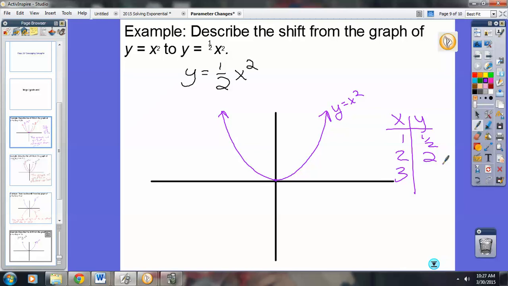So when you plot these points, over 1 and up a half, over 2, up 2, your y values aren't as big, are they? So it's going to make your graph wider than it would be. We could try 3. 3 squared is 9. 9 times a half, 4.5. These numbers are smaller, so our graph is going to be a little bit wider. And again, make sure you do label.